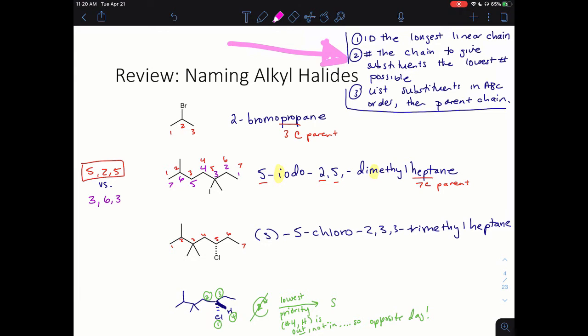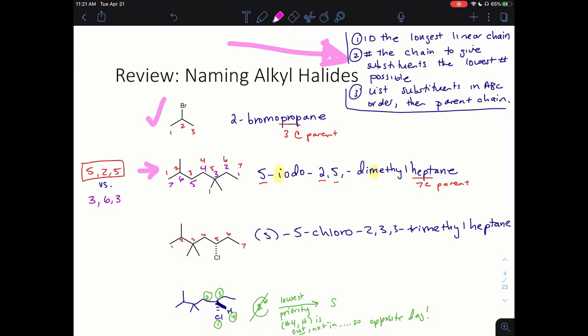I think that the 2-bromopropane is pretty straightforward, though if you have any questions, definitely email me. For the 5-iodo-2,5-dimethylheptane, the second example here, we do want to number the chain so we get the lowest numbers possible. So 2,5,5 is lower than 3,6,3. Then we want to list iodo before methyl, because iodo comes before M alphabetically. We do alphabetize by the M in methyl, not by the D in di.